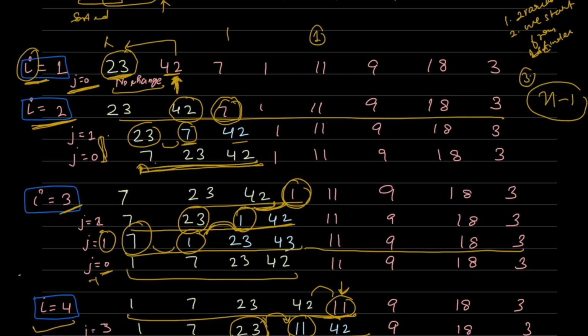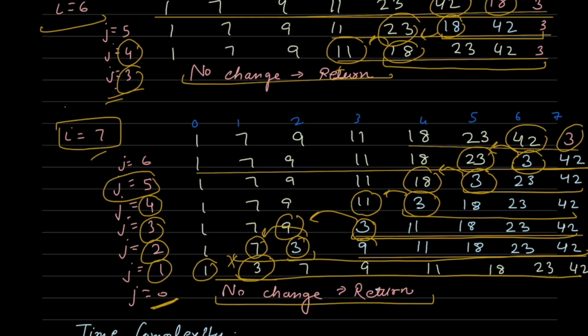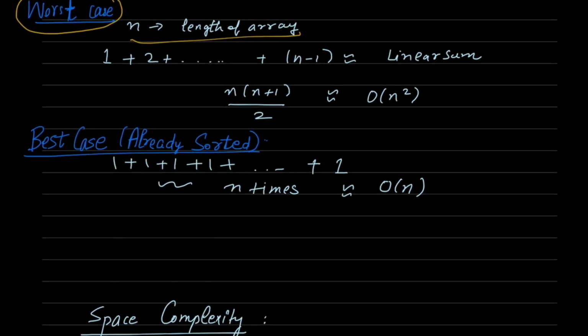When i equals 2, we'll be comparing with two elements before it. When we were here, we compared with two elements. So you can see we had j equals 1, j equals 2. When i was 3, we had j equals 2, 1, 0. So you can see every time we are doing comparisons, n minus 1 times n minus 1 times. So let's go back to calculate the complexity.